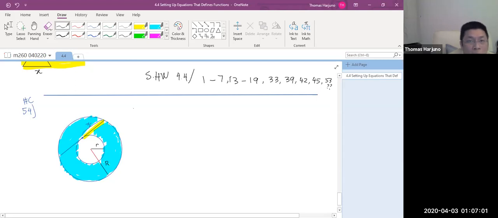Okay, let's work it out. The area of the ring is equal to the area of the larger circle minus the area of the smaller circle, correct? Now, what is the area of the large circle?